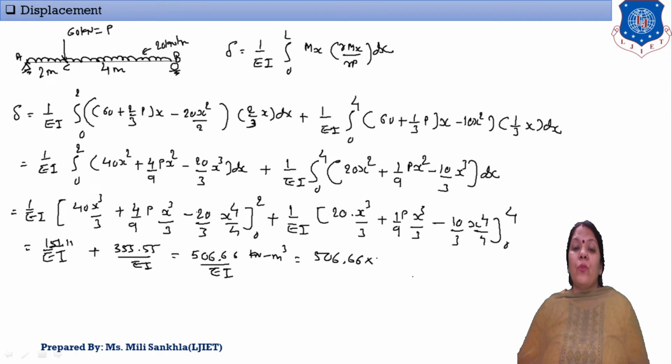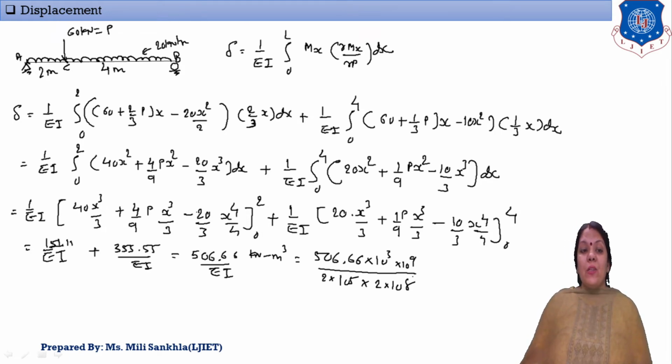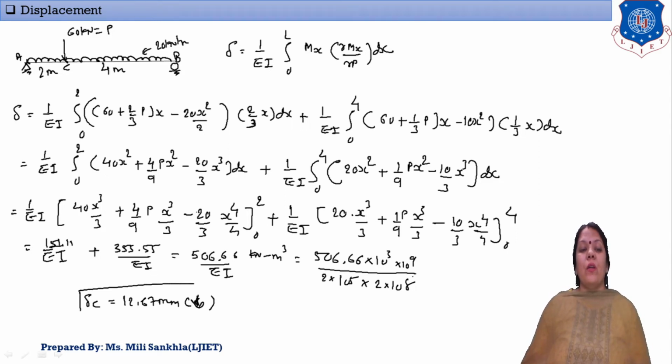506.66, 1 kilonewton is equal to 10 raised to 3 and meter cube is equal to 10 raised to 9, divide by E. E is equal to 2 into 10 raised to 5 and I is equal to 2 into 10 raised to 8. Now deflection at C, that means del C, we find out 12.67 mm, and this answer is positive, so it indicates the down direction. Here we find out deflection of a simply supported beam with Castigliano's theorem 1.